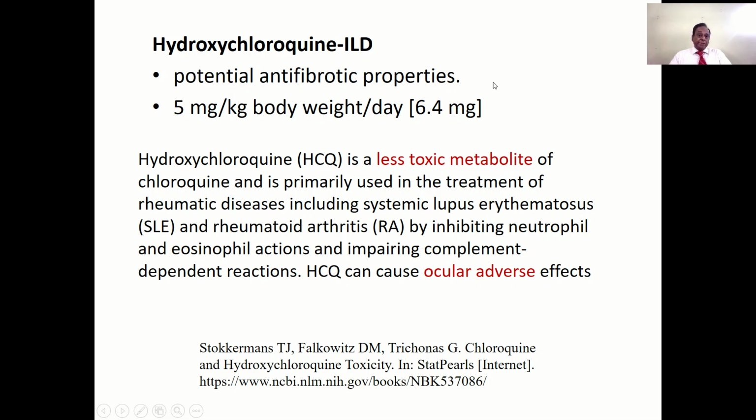Otherwise, it's a really good drug, and it has potential anti-fibrotic properties. It's a very cheap drug, and you can go for 5 milligram per kg body weight in 2 divided doses. In my tenure, I have treated a lot of children with these drugs, and thereby you can spare steroids. It is a steroid-sparing effect. These days in adults, they use many drugs like nintedanib and pirfenidone. In my experience, I use a lot of hydroxychloroquine.